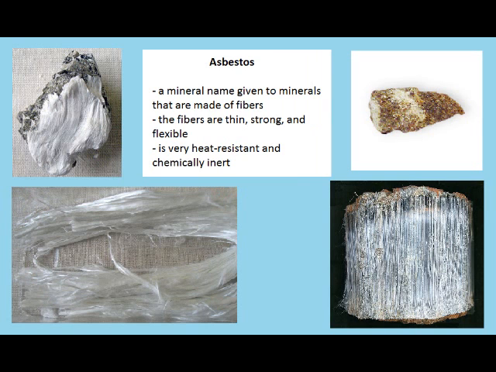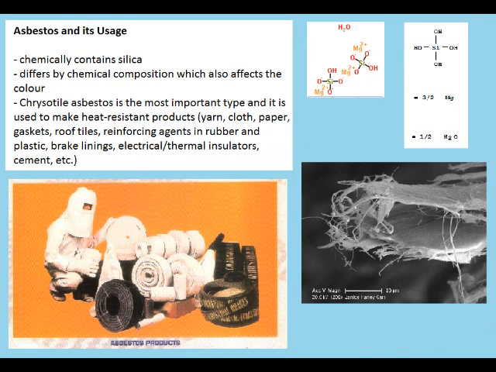The last allotrope is asbestos. Asbestos is a mineral name given to a group of minerals that are silicates and are made of thin fibers. The fibers are quite strong and flexible. Asbestos can also vary in color based on chemical composition. It can be white, brown, or blue. The fibers are also very heat resistant and chemically inert. They kind of resemble hair at closer distance, which is seen in the bottom picture.